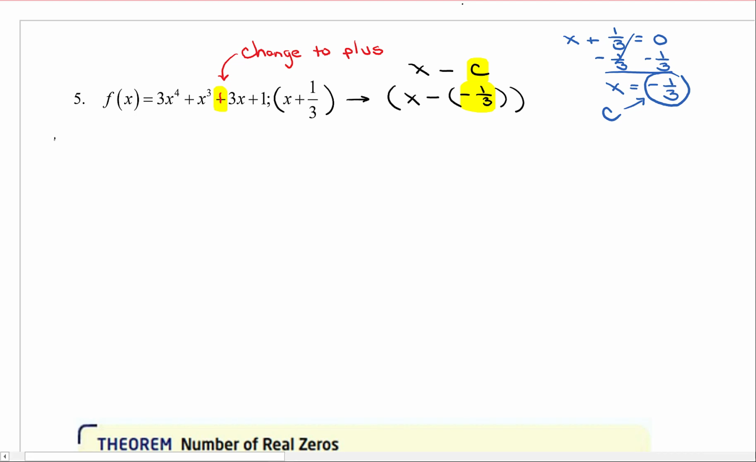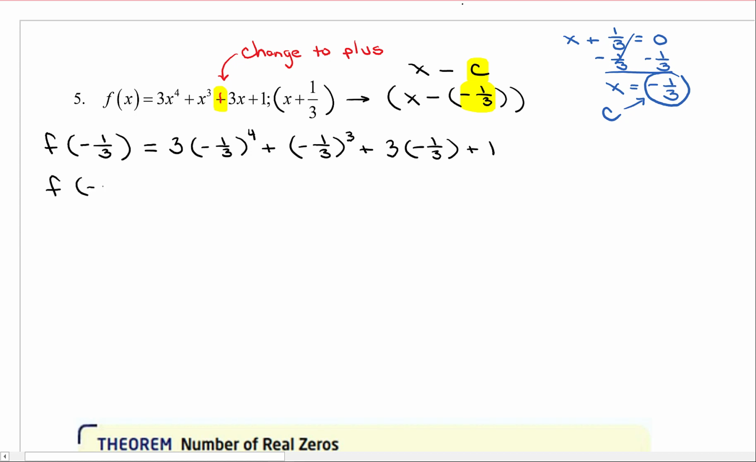In order to check and see if this is a factor, I'm going to find f of c, or f of negative 1/3. If I get a 0, then that means this actually is a factor, that x minus c part. Now, when you're doing this process, instead of doing it all by hand, you've got a calculator. I think it's easier to just plug this into the calculator and get your answer. So this should come out to 0 when you plug this in. Maybe I should show that step right here, about how we got that in the calculator.